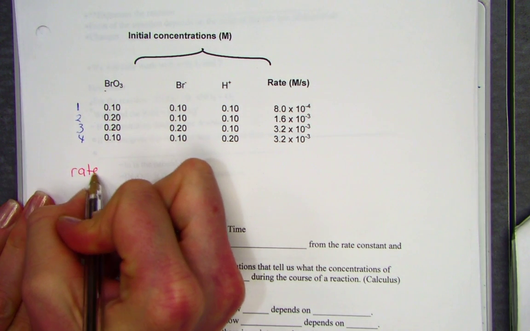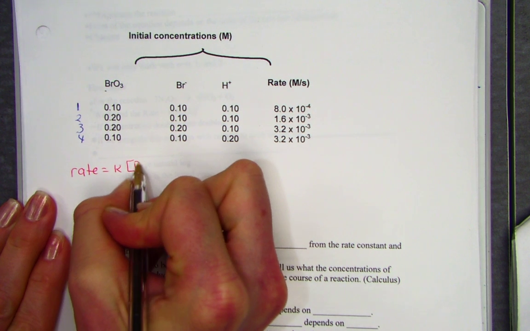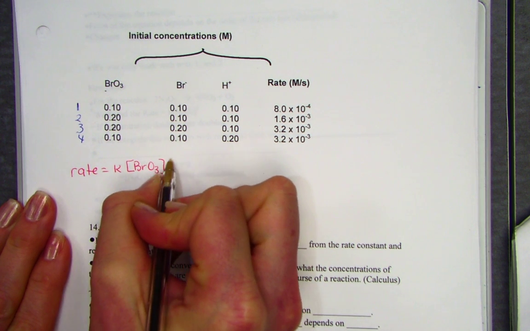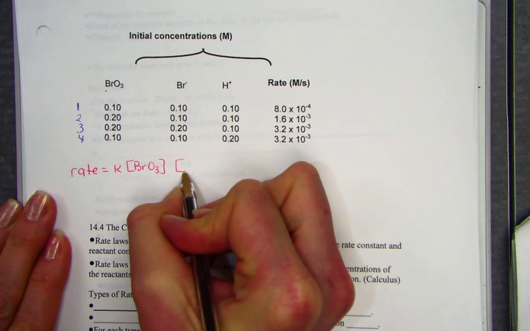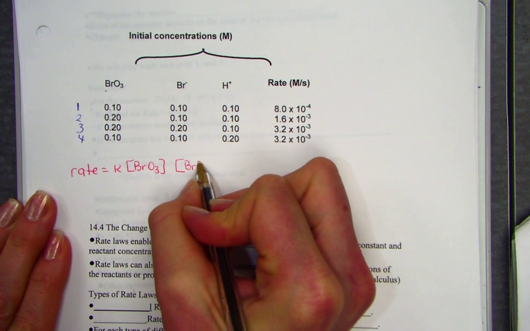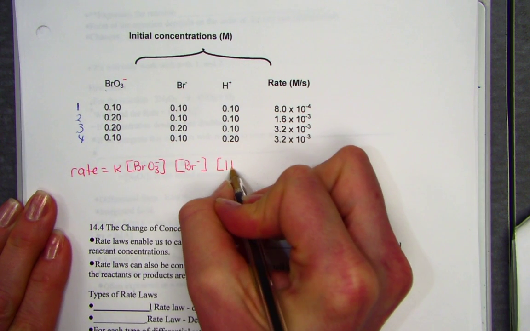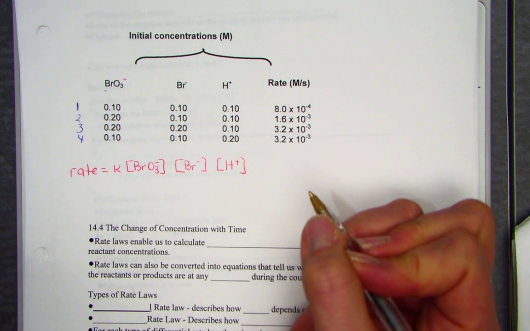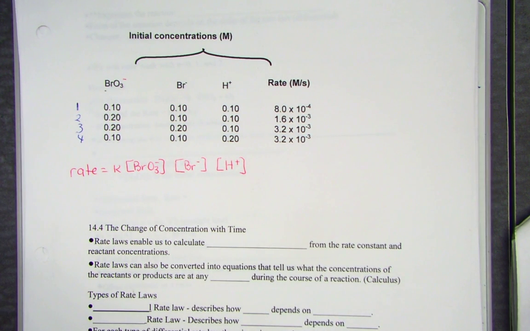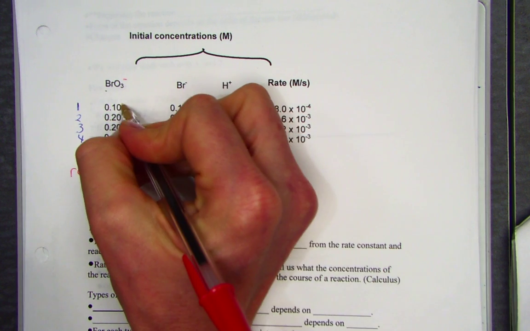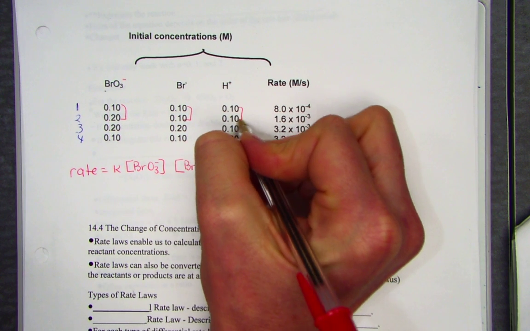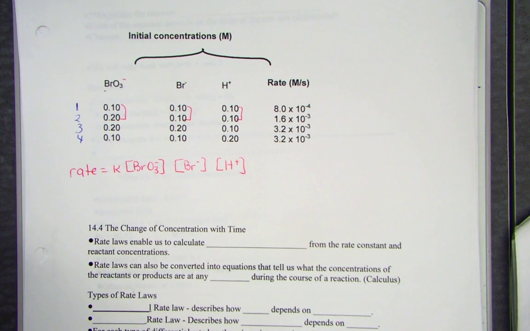So rate is equal to k times the concentration of BrO3 raised to some order yet to be determined, times the concentration of Br raised to the order yet to be determined, and H plus, same story. Here we have 4 sets of data, and I'm going to stare down and try to find, as best I can, where 2 of the reactants are held constant and only 1 is changing. And I can see that pretty quickly between trial 1 to trial 2.